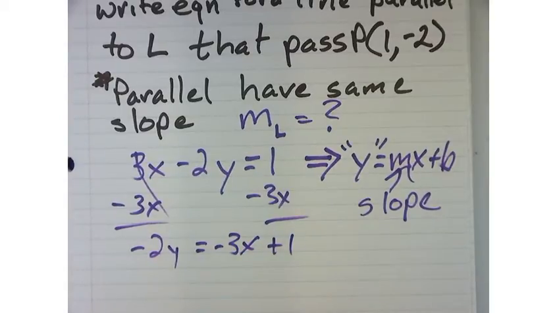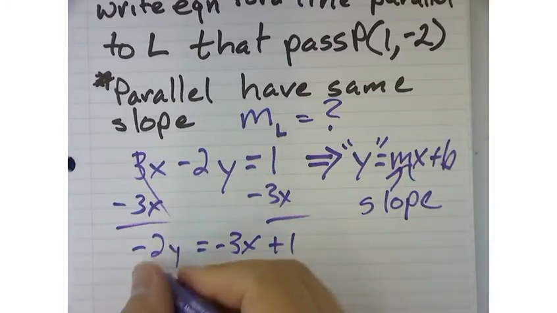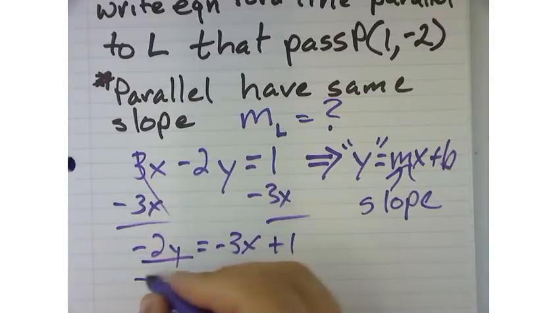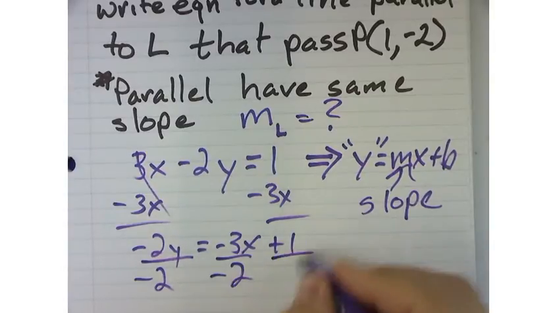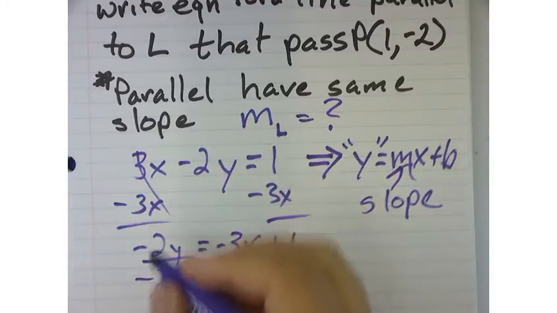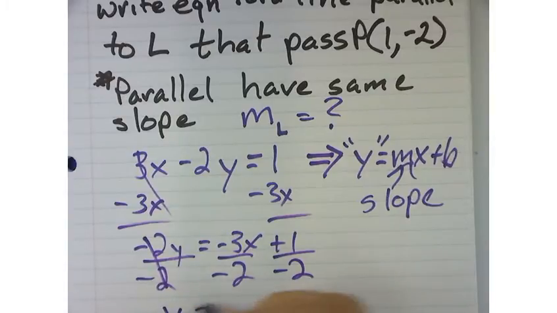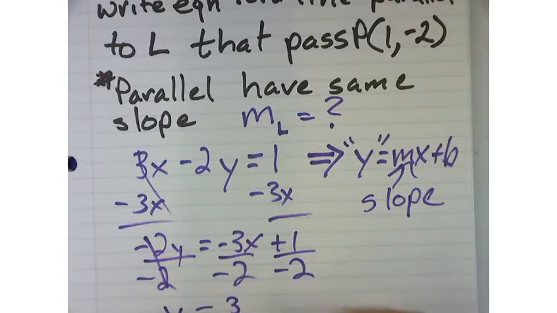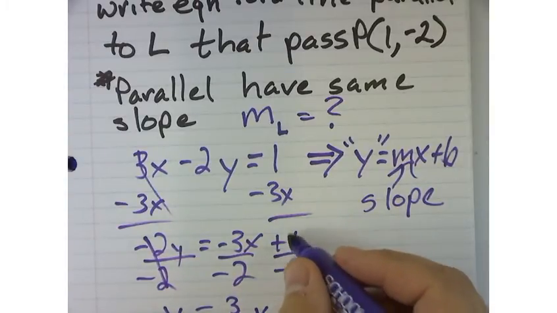Is y by itself yet? Nope. So I need to get rid of the negative 2y. I'll just add 2 to it, right? Why can't I do that? Yeah, I have to do the opposite. So negative 2y means negative 2 times y, which means the opposite would be to divide. But remember that when we multiply or divide, we have to do it for every single term in the equation or inequality. So these will reduce down to 1. 1 times y is y. This simplifies to positive 3 over 2 because the negatives cancel. And then I have a plus 1 over a negative 2.